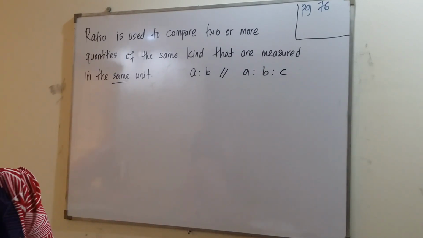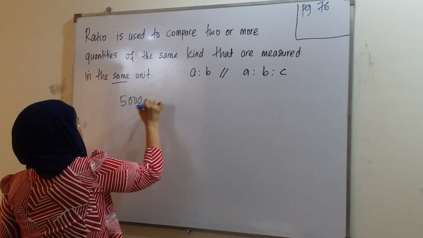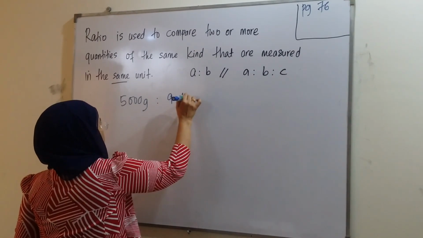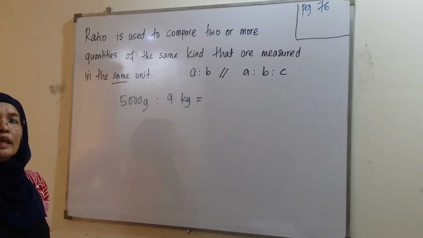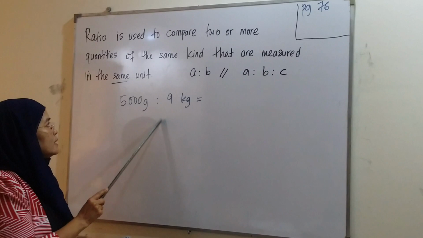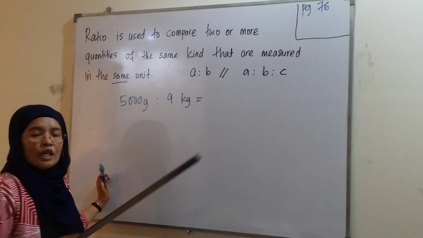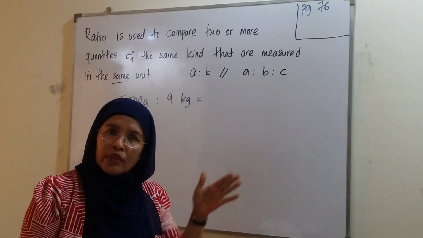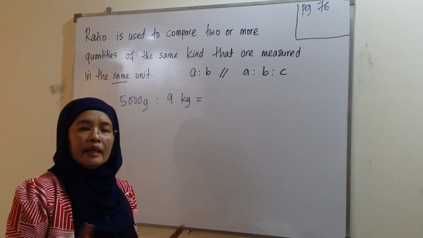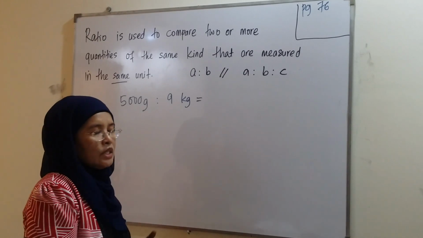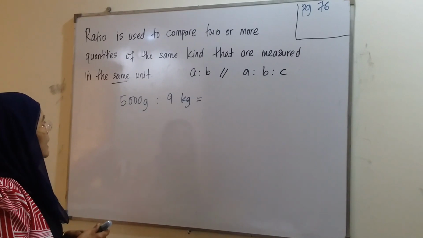Okay, we start with the first example: 5,000 gram ratio 9 kg. First, we look at the unit. This is the unit for mass, and it is different. One is in gram and one is in kg. So we have to change either both in kg or both in gram. It's up to you. Whichever you find easier, you can choose. Okay, teacher first changes to kg.